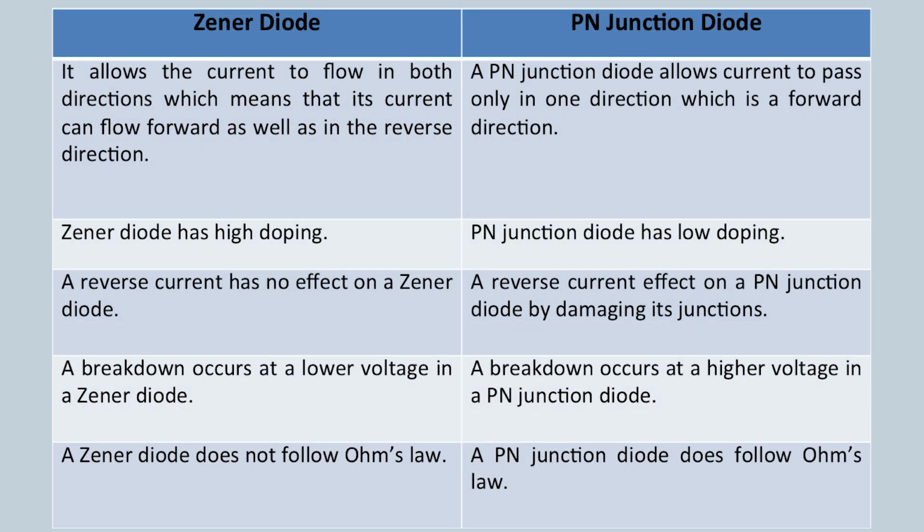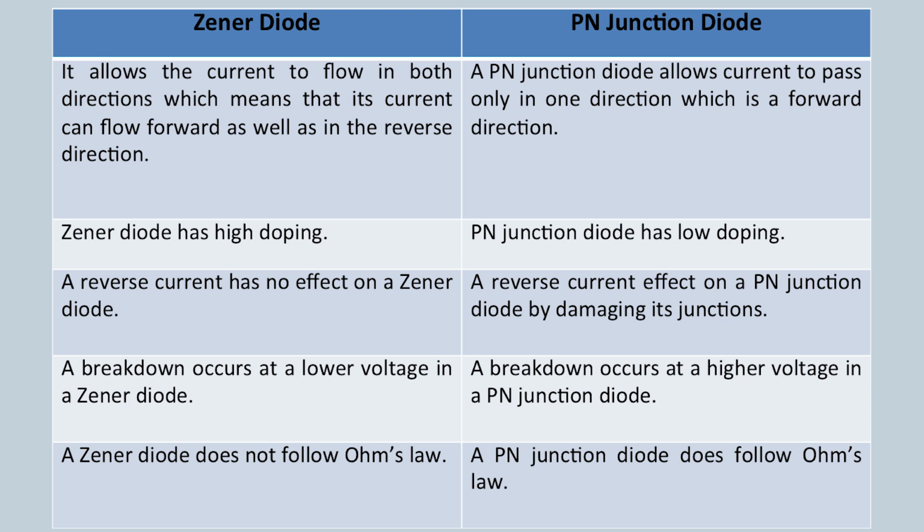Now let's discuss the difference between PN junction diode and Zener diode. A Zener diode allows the current to flow in both the directions. Means current can flow in the forward as well as reverse direction. In contrast, PN junction allows the current to pass only in a single direction, which is the forward bias condition.